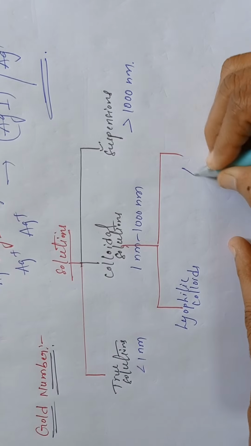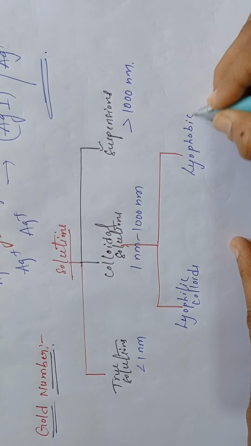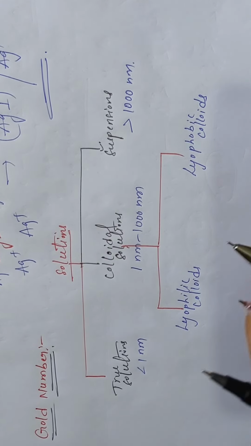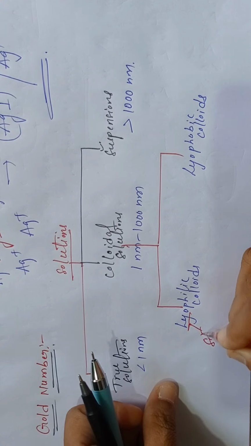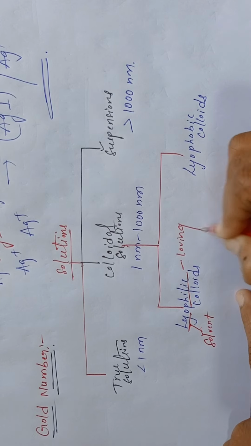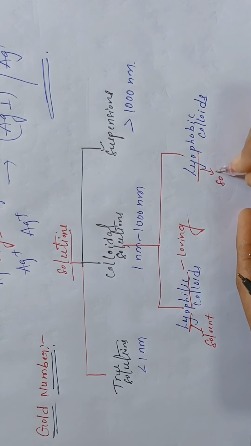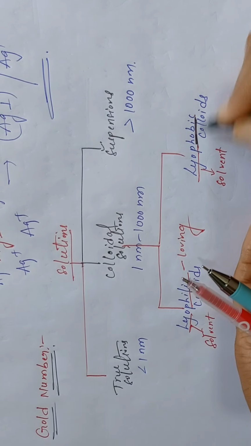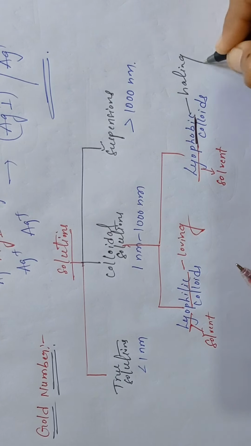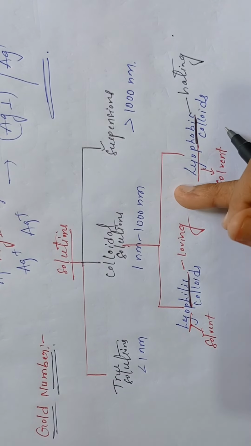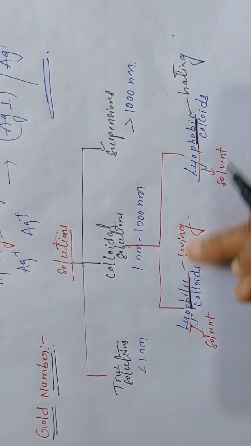Lyophilic colloids and lyophobic colloids. Are you clear, students? Here, lyo means what, students? Lyo means solvent. Philic means loving character. And here lyo means solvent, and phobic means hating character. Are you clear? This is hating character, phobic. This is philic, loving character. Lyo means solvent, philic means loving. Lyo means solvent, phobic means hating character.